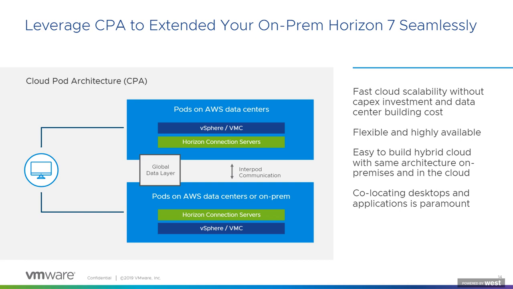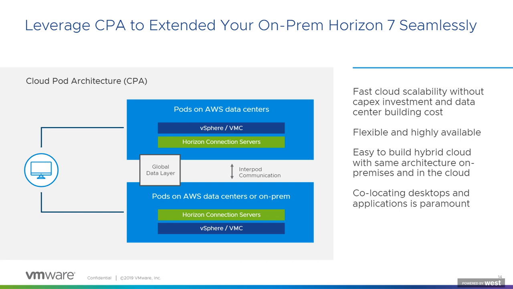So the benefit of using VMC to extend your Horizon 7 deployment is fast cloud scalability, right? You don't have to invest in additional capex investment or data center building costs. The VMC capacity is highly flexible as well as highly available. And if you are using CPA to deploy multiple pods across multiple availability zones, you're adding that extra layer of availability for your Horizon 7 infrastructure as well.